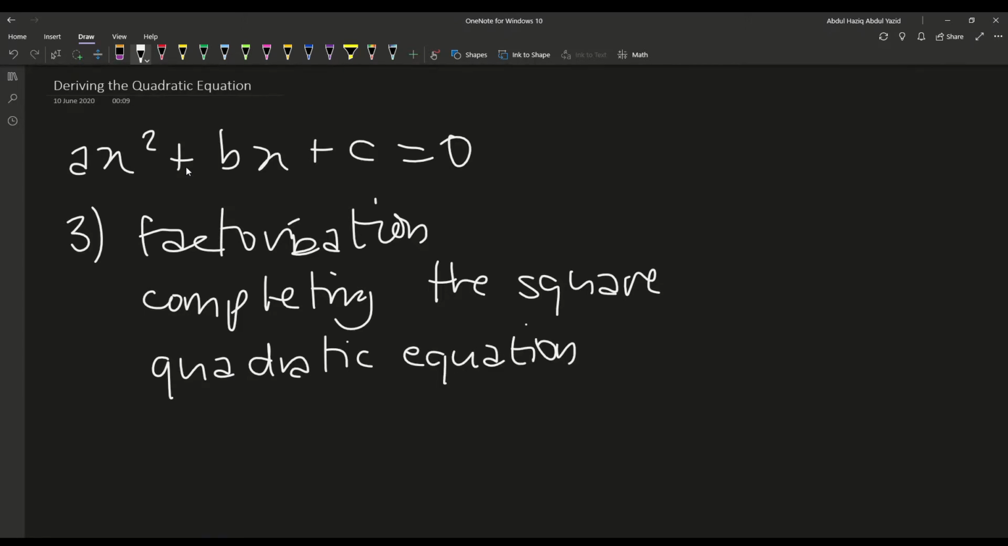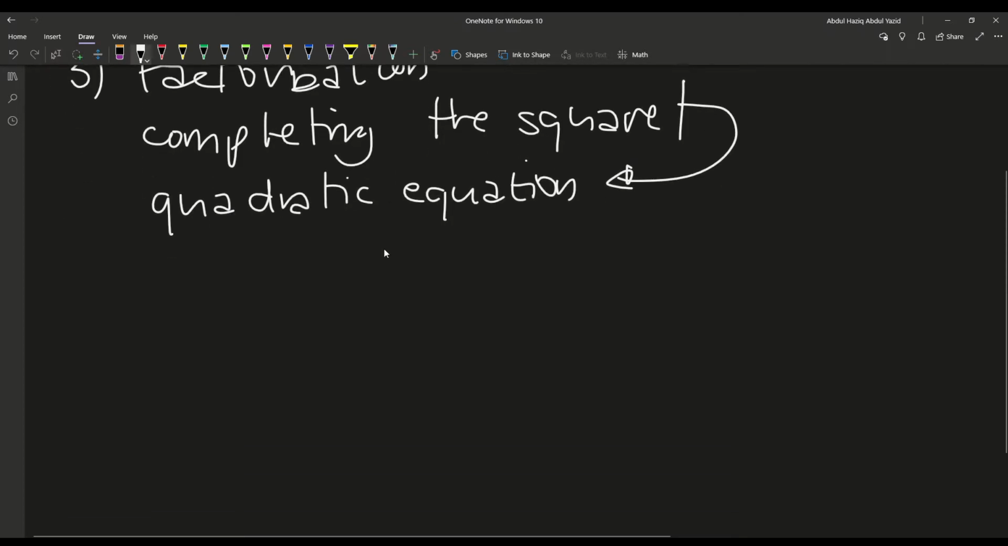Now, I want to show you how completing the square actually leads you back to the quadratic equation, and I want to show you the logic behind completing the square. Obviously somebody came up with those steps, and for good reason. So we'll have a look at that in this video.